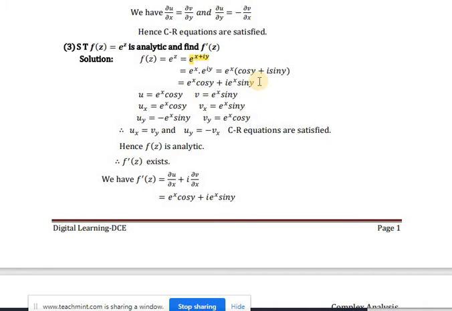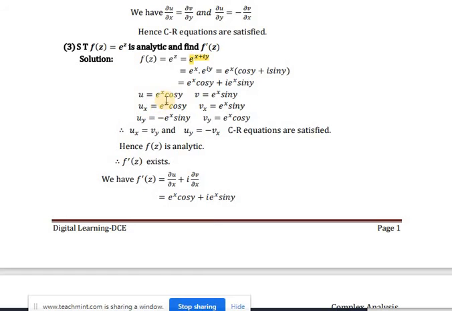So, in this equation, the real part is e power of x cos y, and along with the i we have e power of x sin y. So, the imaginary part is e power of x sin y. Hence, u is equal to e power of x cos y and v is equal to e power of x sin y. Then let us differentiate u and v partially with respect to x.